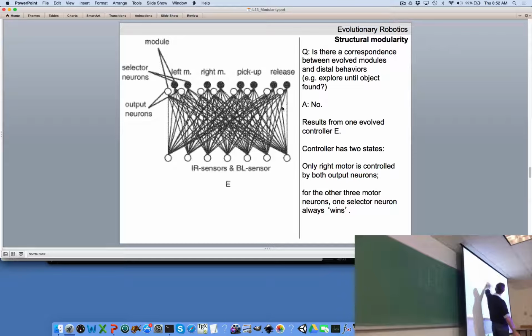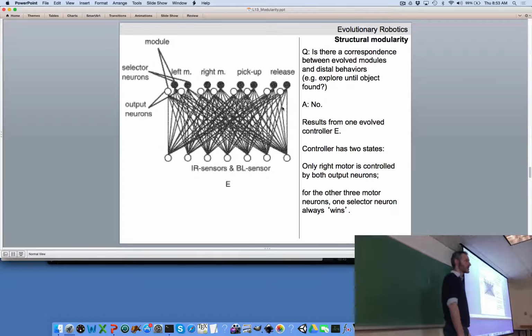Module 1, 2, 3, 4, 5, 6, 7, 8. It only made use of 2 modules. So it's only the right motor in which the values of the selector neurons ever pass one another. So when this particular evolved network is in control of the robot and the robot is driving around looking for pegs, from time to time, this neuron will take control of the right wheel, and then this neuron will take control of the right wheel. In the other 3 cases, one of the 2 output neurons was always in charge of that action.